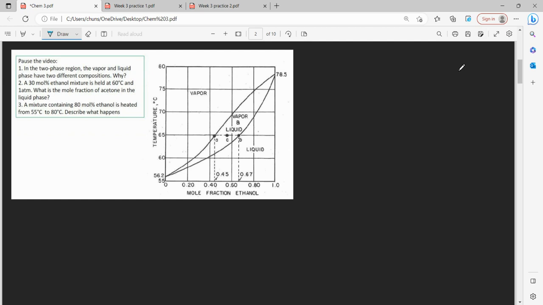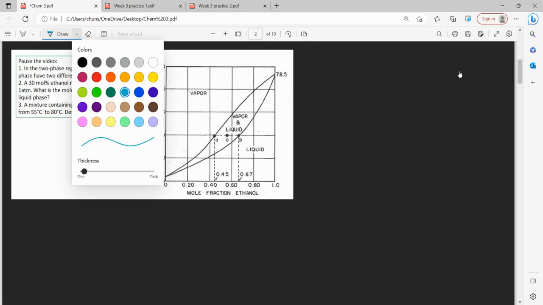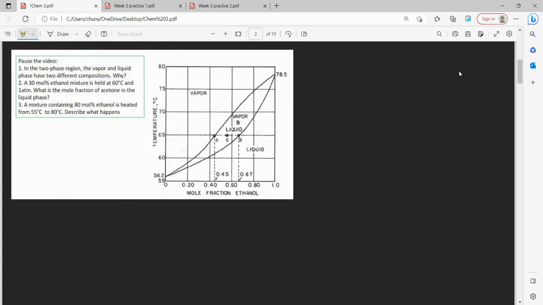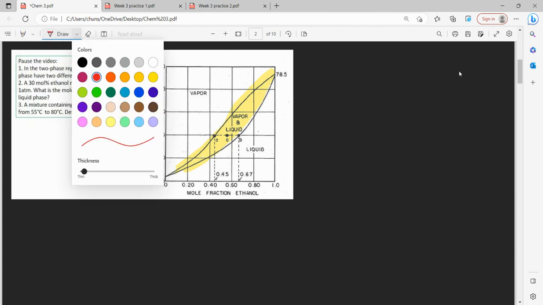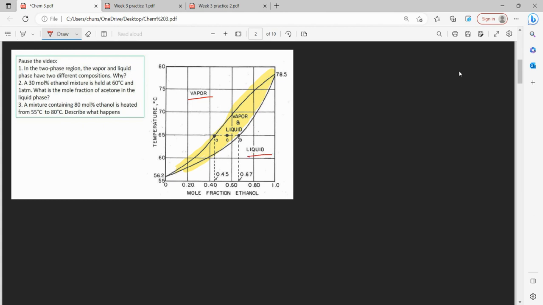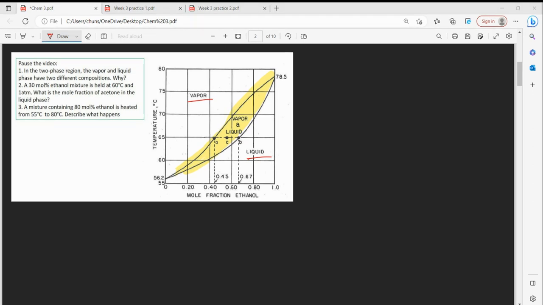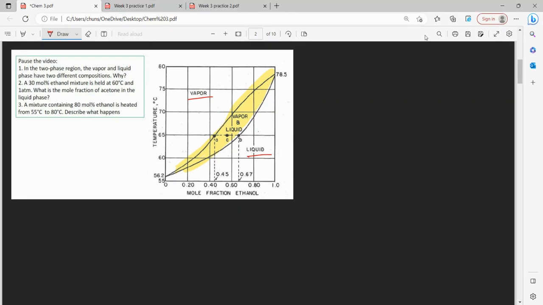So, taking a look at this example, in the two-phase region, this kind of looks similar to our PT diagrams. Our two-phase region is identified by whatever lies in between these curves, where vapor is on the top border and liquid is at the bottom border. So we have two different compositions. So why is that? Before we answer these questions, there's a couple things you need to know about these kinds of diagrams.